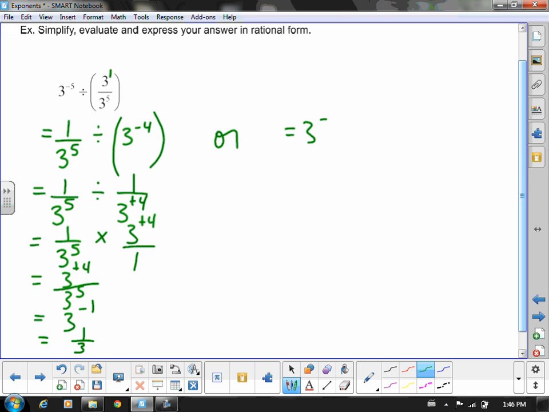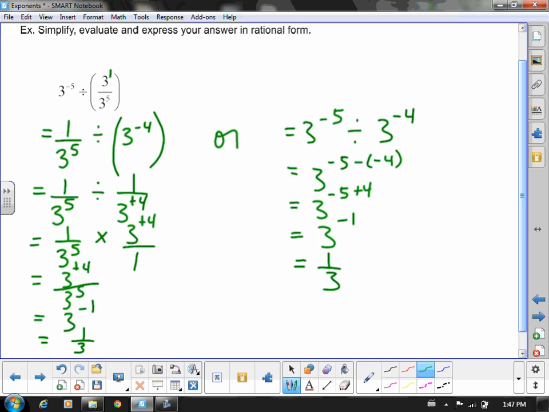Or probably a more efficient way would be 3 to the negative 5 divided by, if we simplify inside that bracket, we're going to get 3 to the negative 4. When we're dividing, we subtract exponents. So we end up with negative 5 plus 4. Either method is fine. So this example incorporates a bunch of the different rules that we have. Then there's probably another method that you could use here.